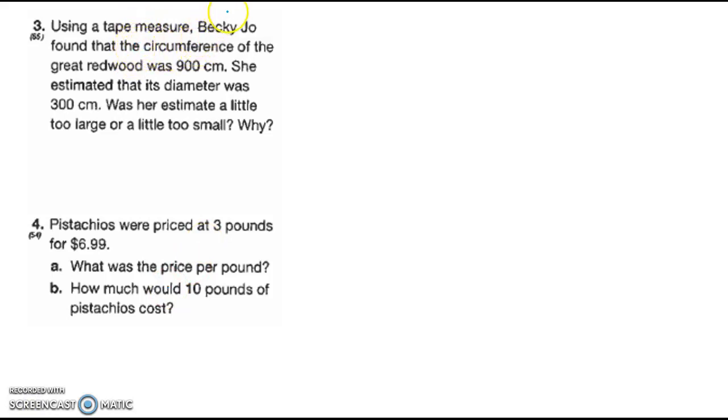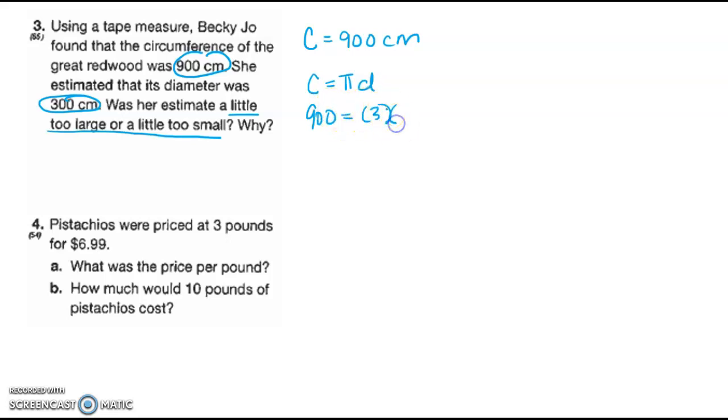So it says, using a tape measure, Becky Jo found the circumference of the redwood was 900 centimeters. She estimated the diameter was 300 centimeters. Was this estimate too large or too small? Okay, so when she estimated this, what she did was she said, okay, the circumference is pi times diameter. I know that the circumference is 900. She's going, pi is 3, and so I'll just do 300. So this is her estimate. Her diameter is equal to 300 is the estimate.